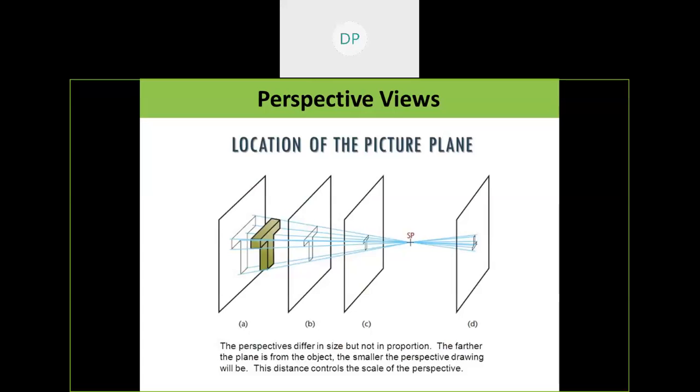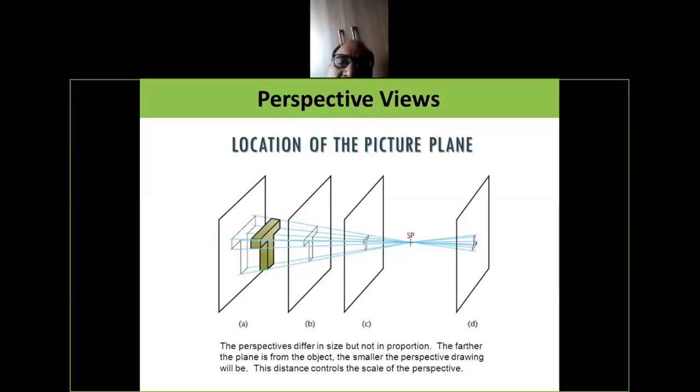These are examples of perspective, where size differs but the proportion of them is the same. Further, as the distance of the picture plane from the object increases, the smaller the perspective drawing will be seen. Distance controls the scale of the perspective. Therefore, the distance controls the scale of the perspective.